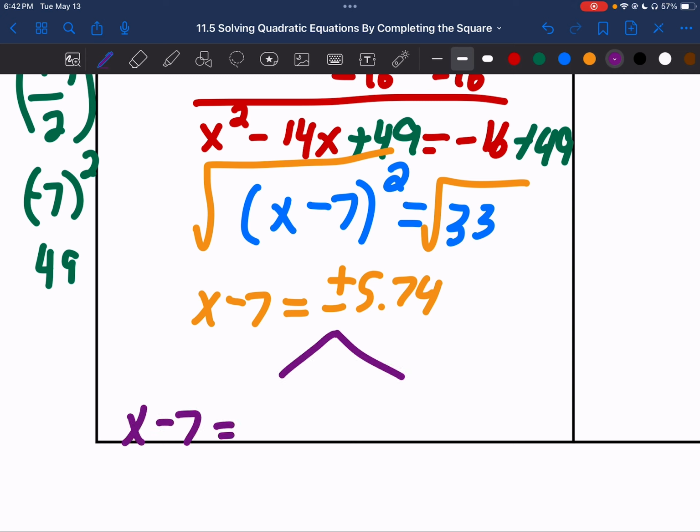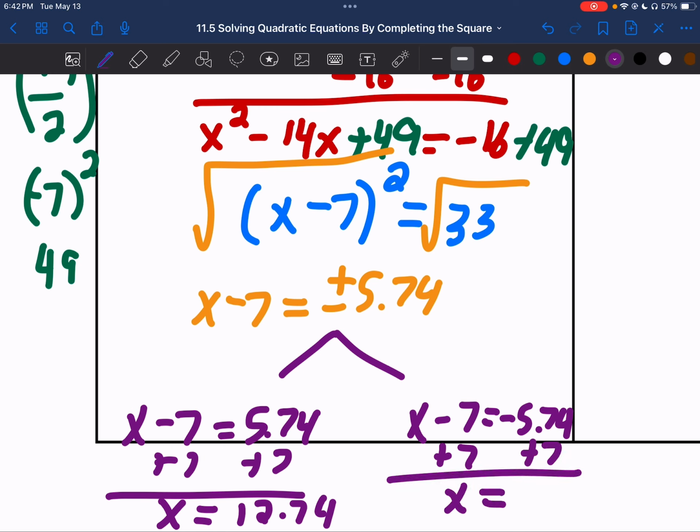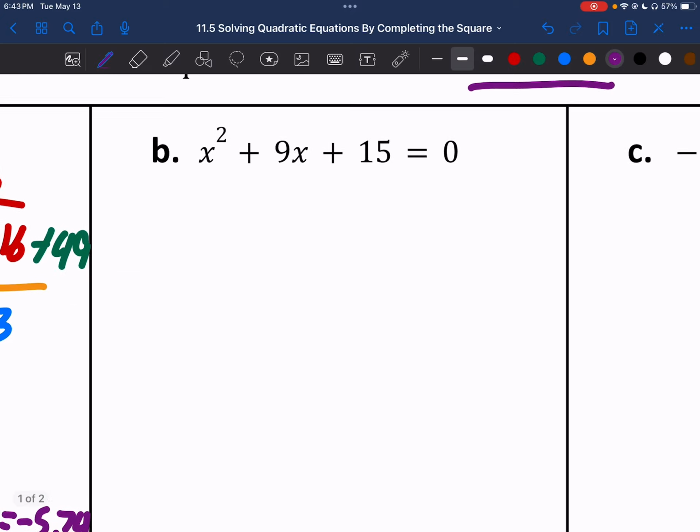X minus 7 equals 5.74. X minus 7 equals negative 5.74. And last step, we add 7 to both sides of both equations. X is going to equal 12.74. We add 7 to both sides. X is going to equal 1.26. Those are your two solutions. All right.